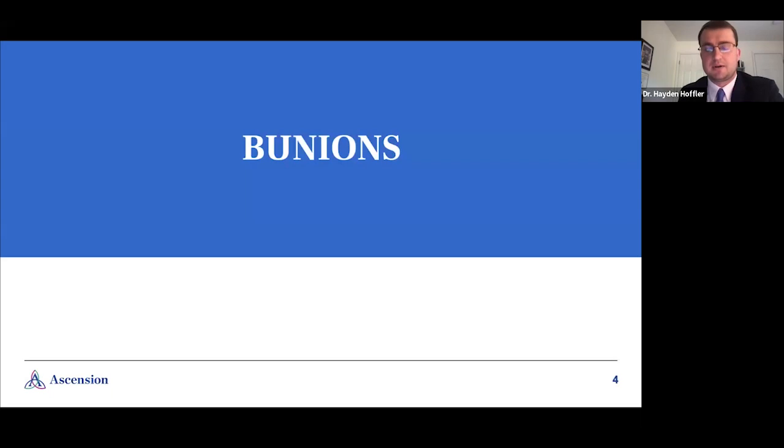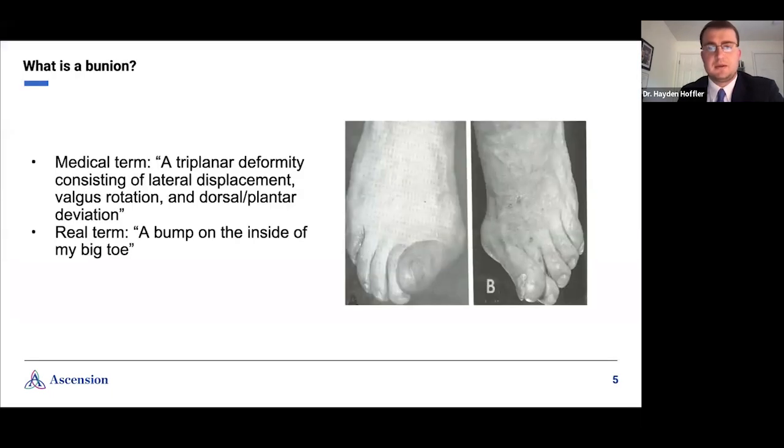All right, so we're going to start with bunions. What exactly is a bunion? In medical terms, a bunion is a triplanar deformity consisting of displacement, rotation, and deviation, whether it's dorsal, planar, or both. You can see on the picture on the right, that's a pretty severe deformity that has multiple planes involved. Most of the time, patients describe it to me as just a bump on the inside of my big toe.